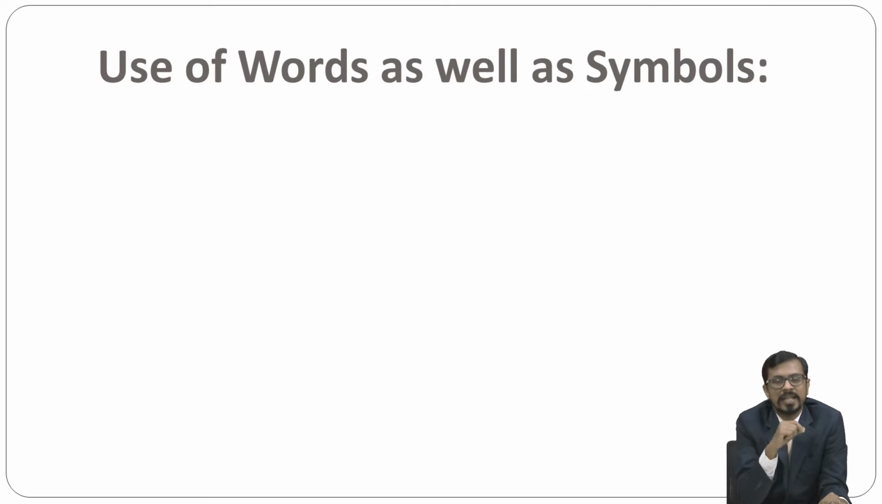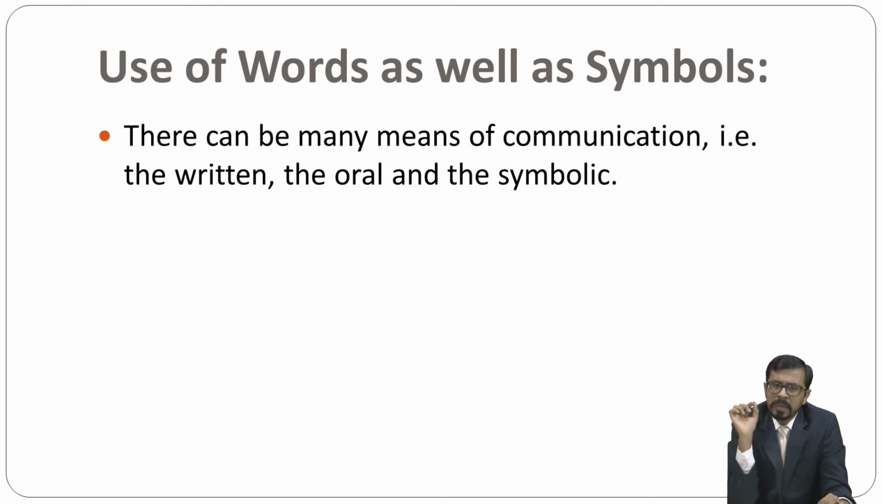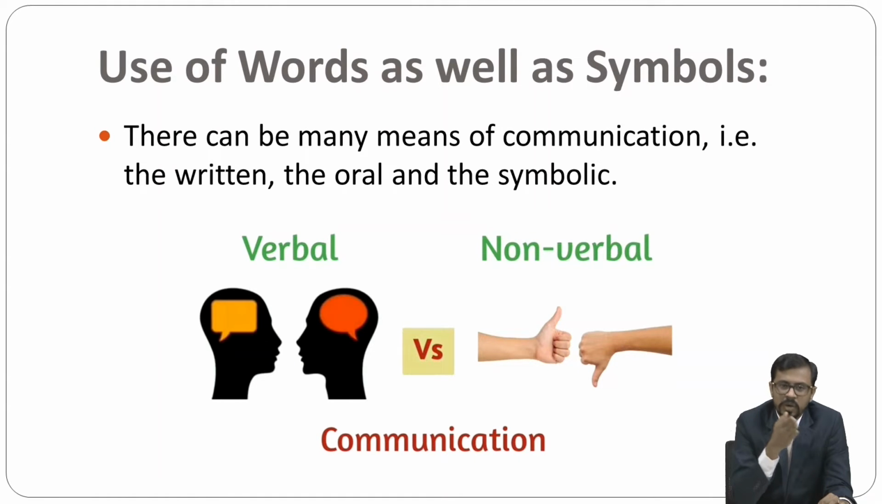Use of words as well as symbols. Now, when we communicate, it is not just words. It is not just verbal communication. It is not just oral communication. It is not just written communication. But we also use signs and symbols to communicate. How? Let us see. There can be many means of communication, that is the written, the oral, and the symbolic. That is called verbal communication and the non-verbal communication.